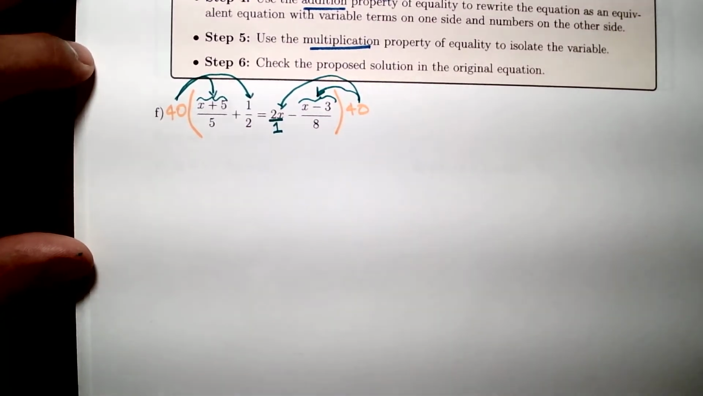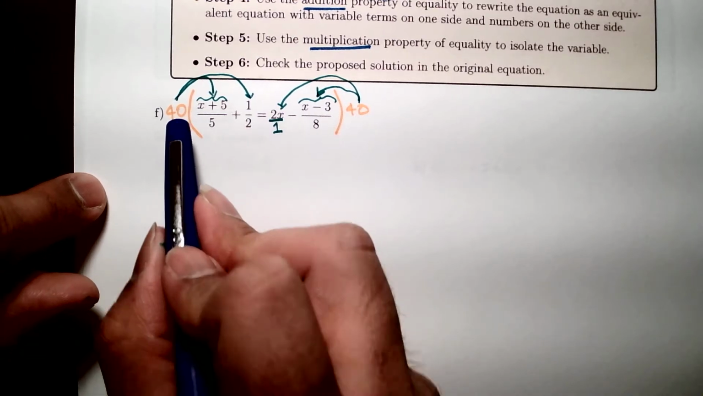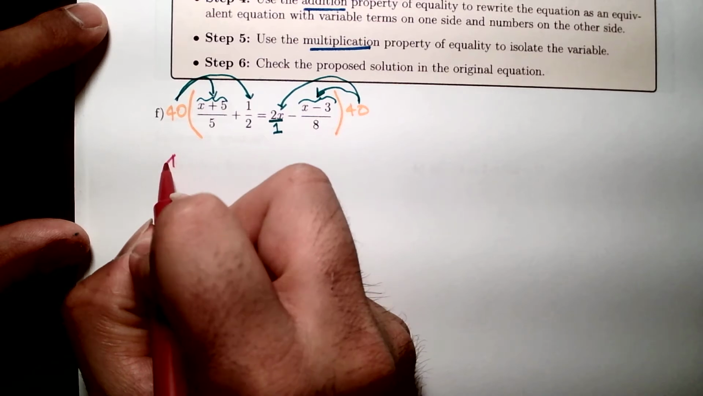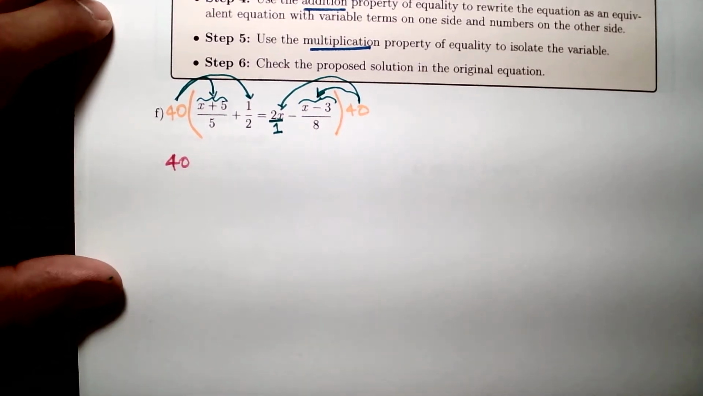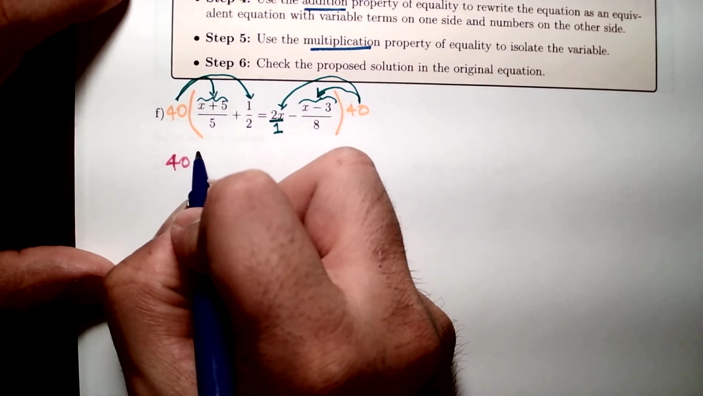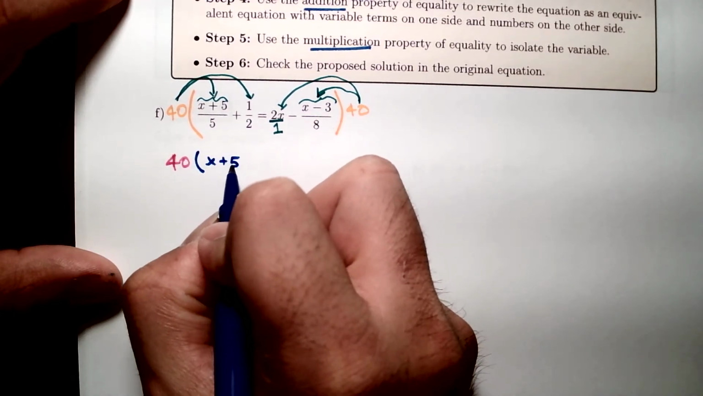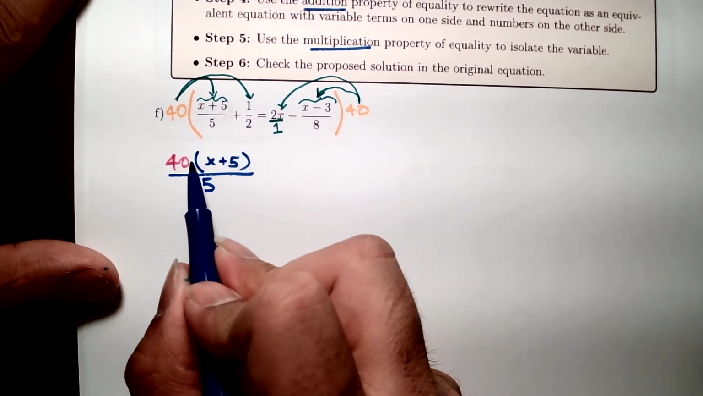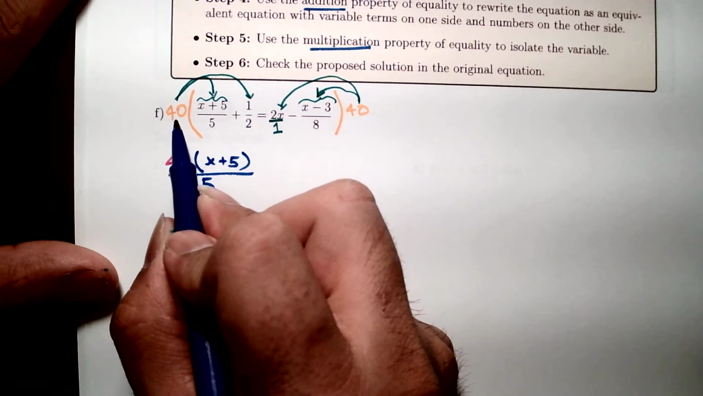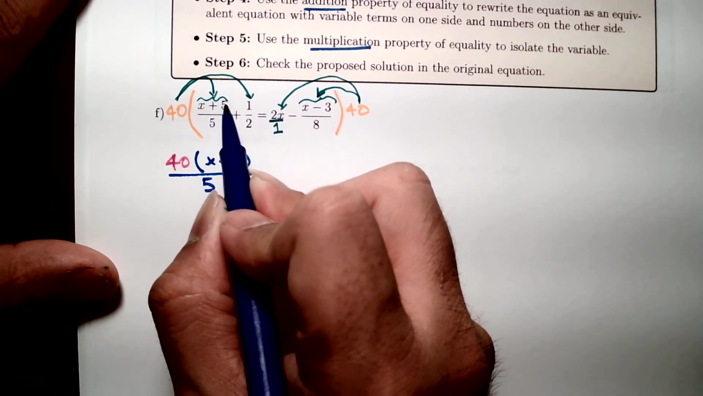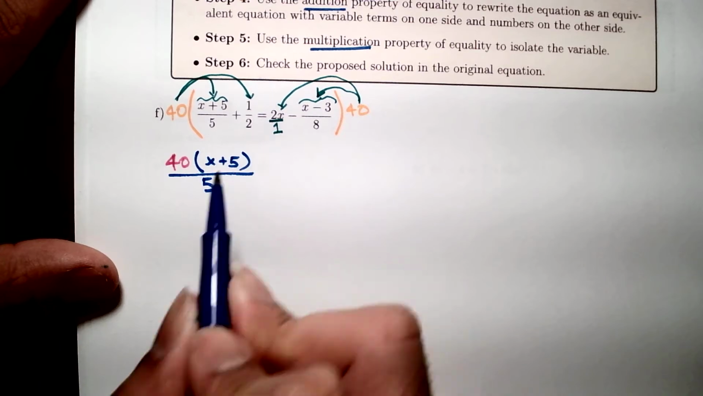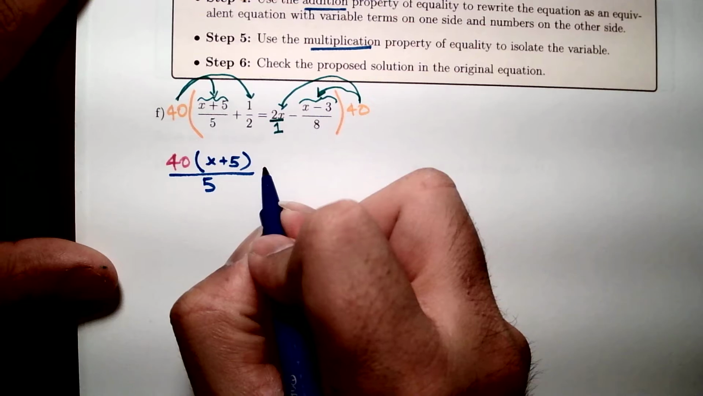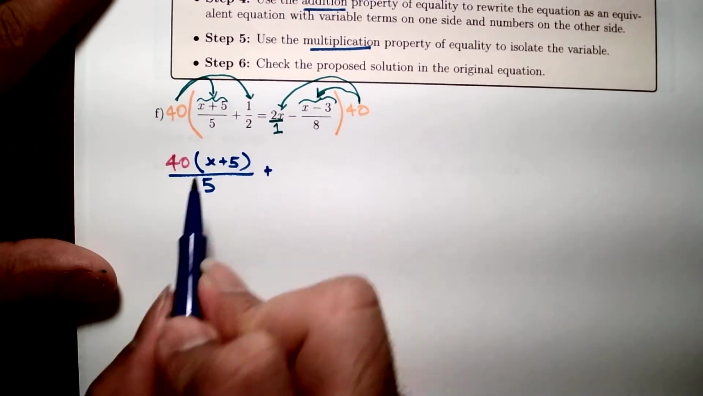Okay, so let's do one step at a time. I'm going to distribute the 40. So I'm going to have 40 times, well, be careful, 40 times x plus 5 divided by 5. In this case, yes, implicitly this 40 will multiply both the x and the 5. But if we distribute this even more, we're going to make this problem more complicated than it is. So I'll show you how to proceed in this case.